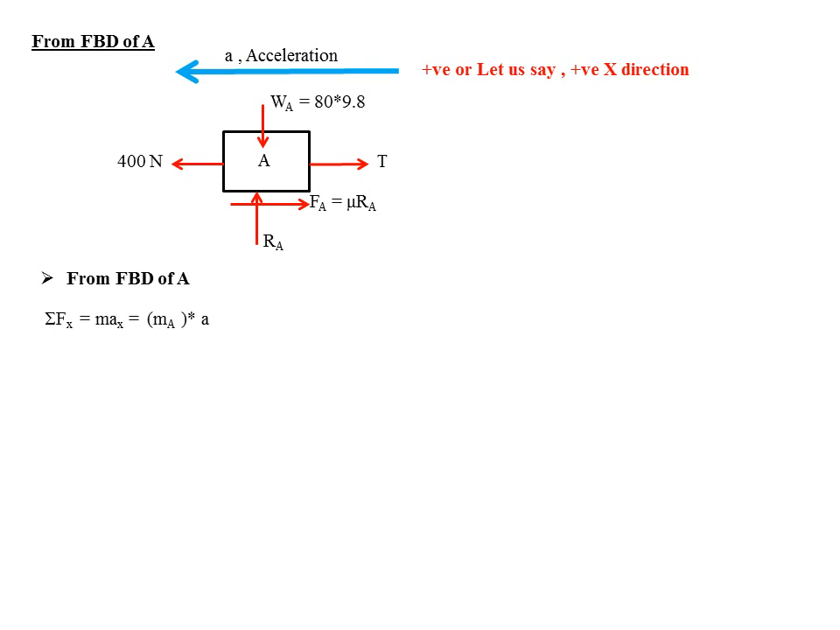Acceleration of body A is small a. Now what all the forces are in the direction of A? The 400 Newton is in the direction of A, so 400 Newton is positive. T and FA, which is mu RA, are negative. The resultant force in the x direction is equal to ma, we already know the mass is 80, so 80 into a. So we get the equation 400 minus T minus FA equal to 80 into a, where 80 is the mass of body A and a is the acceleration.